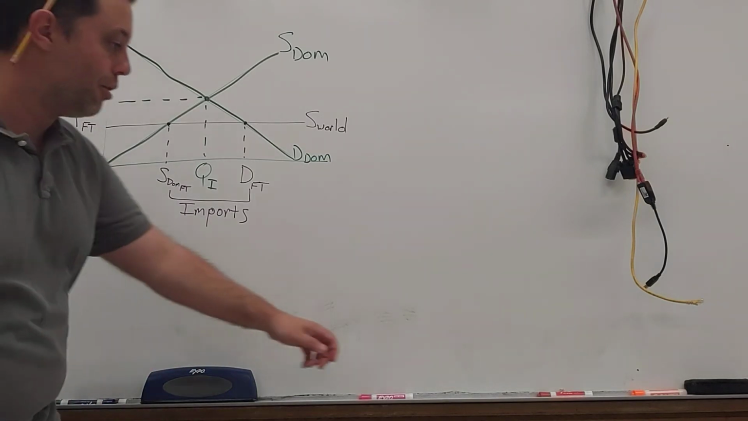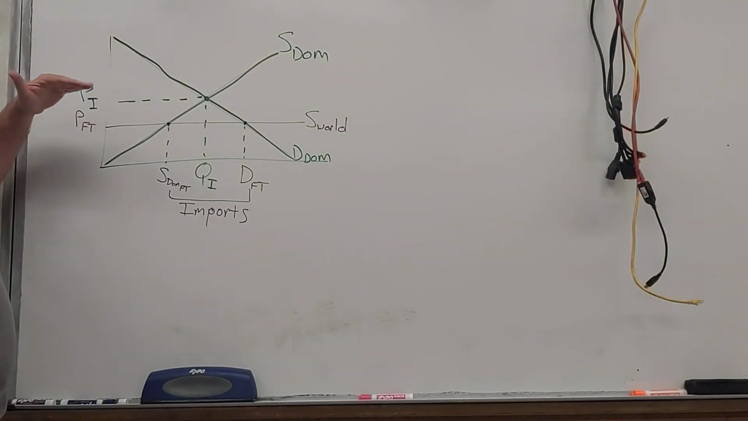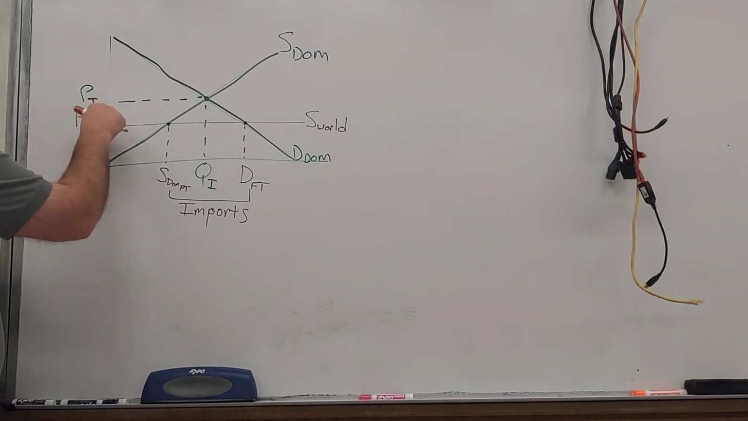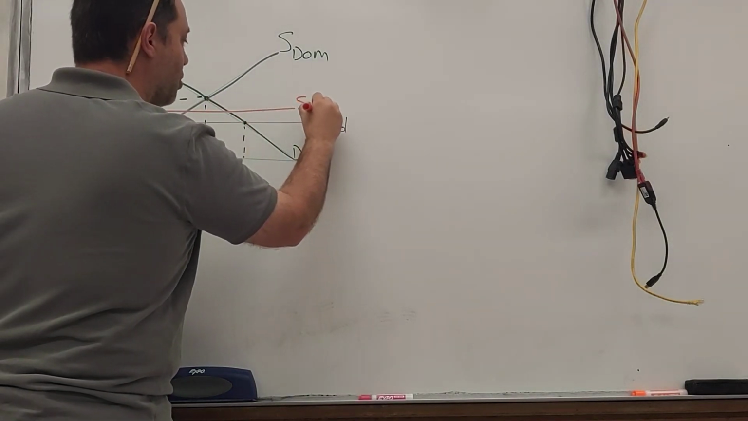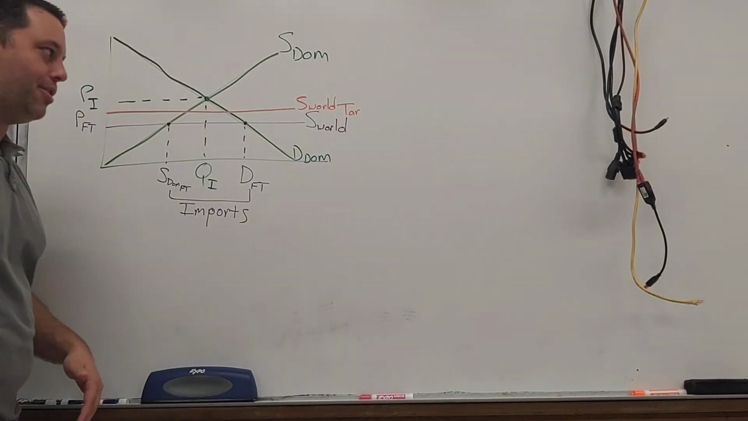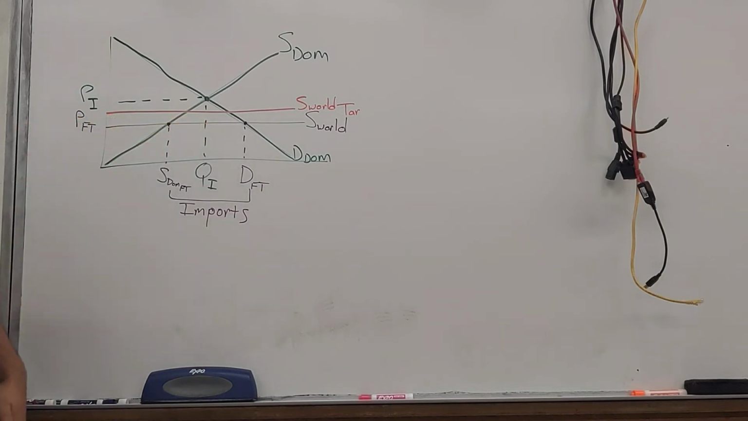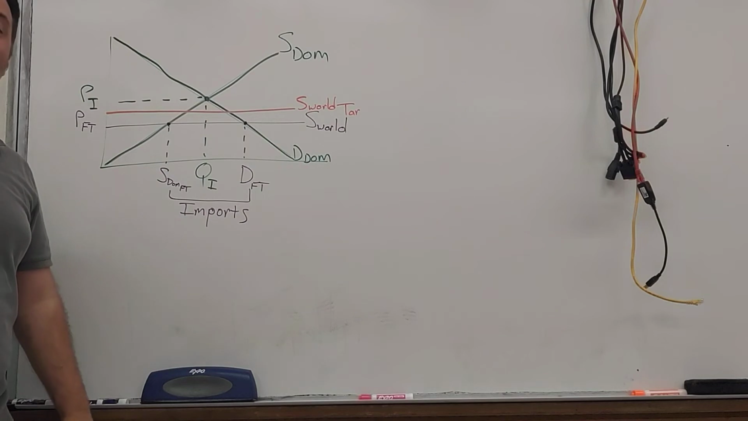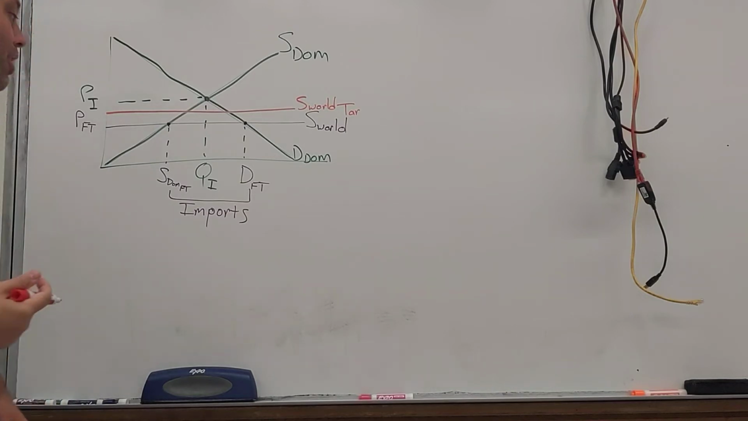And so now, let me go with red here. Hopefully that stands out. So now what they're going to do is put a tariff that's going to be somewhere in between the original price and this free trade price, okay? So now what we have, we've got a world supply with a tariff. I'm going to put TAR there. So supply world with a tariff. So it's the same thing that we saw before, but now there's that extra tariff, that extra tax that's being placed upon the foreign countries, upon countries that are importing this good.